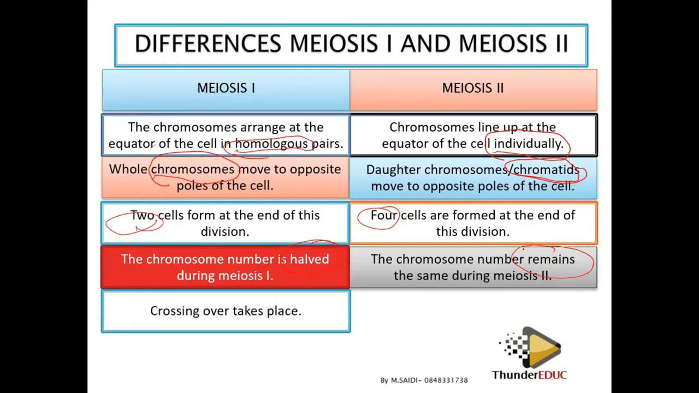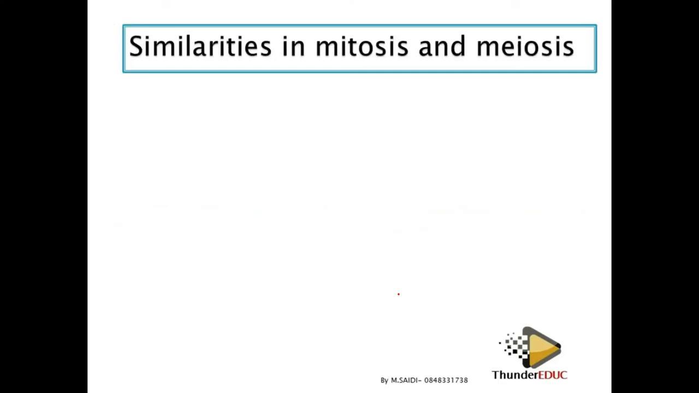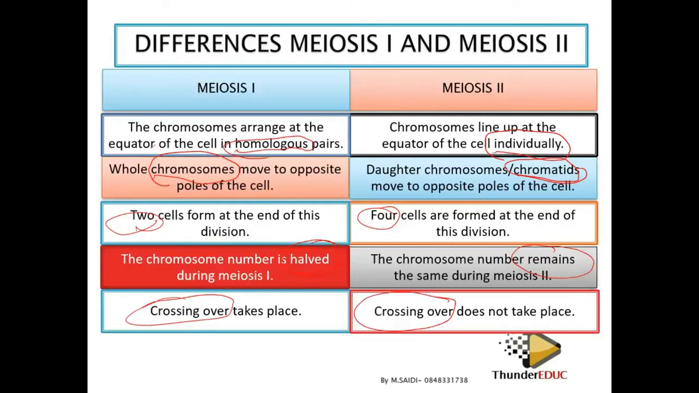Then crossing over takes place. We say that there is crossing over, while the other side, there is no crossing over. Basically, those are some of the differences between meiosis.